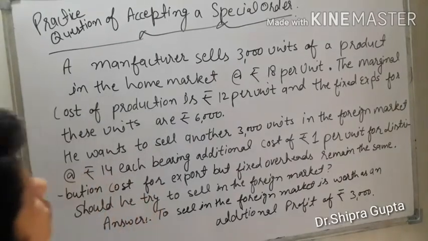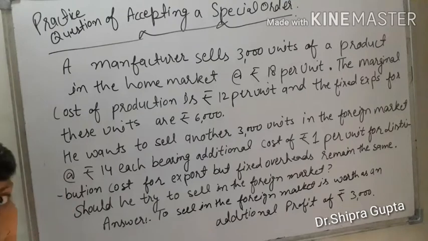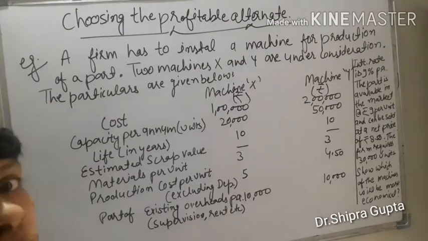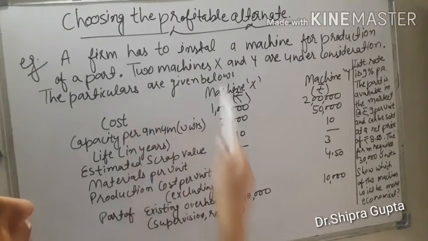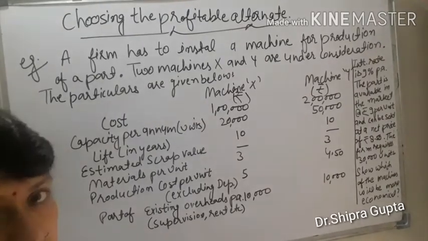Now we will do the next application of marginal costing. The next application or use of marginal costing is choosing the profitable alternative. It means we have more than one machine. Which machine is beneficial or profitable for us?